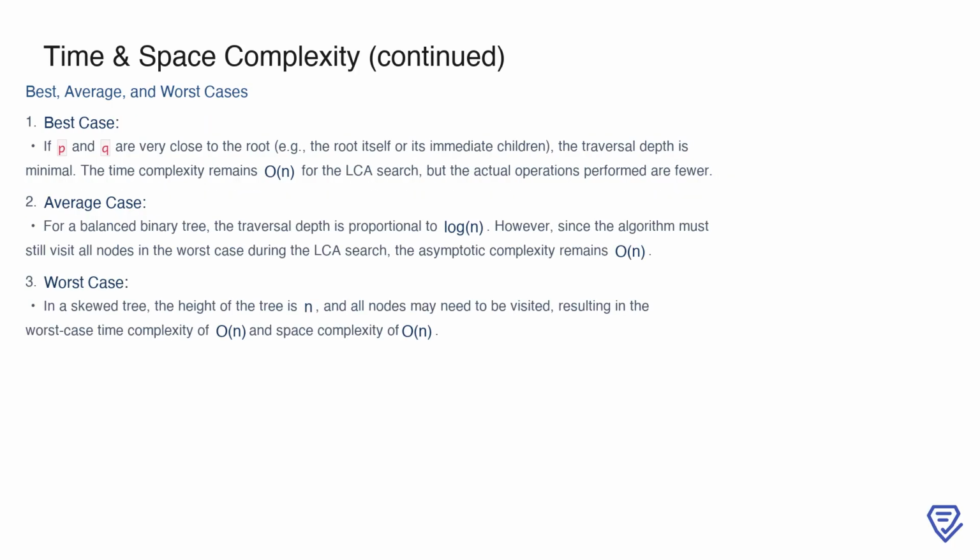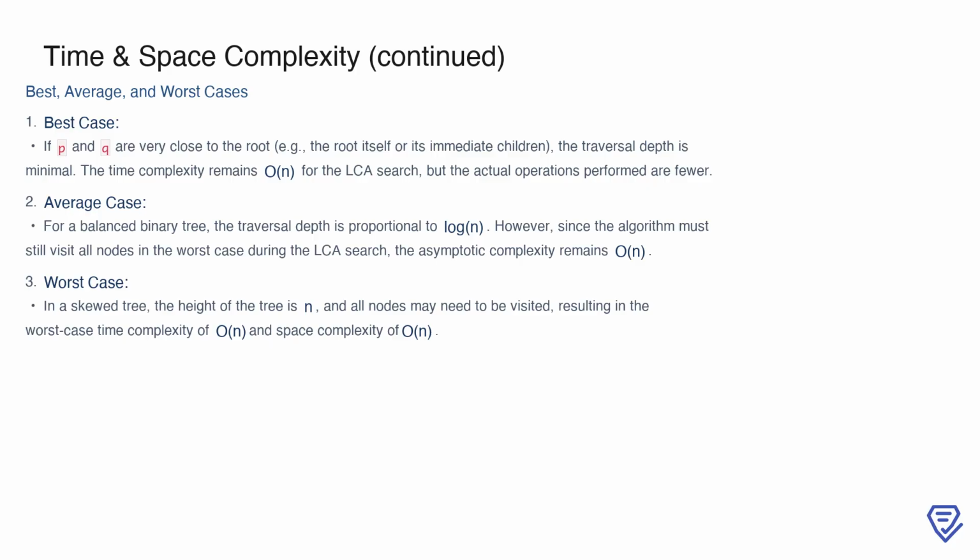The efficiency of this solution can also be understood by considering the best, average, and worst cases. In the best case, when P and Q are close to the root, for instance, if one of them is the root itself or its immediate child, the traversal depth is minimal. While the time complexity remains O(n), due to the LCA search, the actual number of operations performed is significantly reduced. In the average case, such as in a balanced binary tree, the traversal depth is proportional to log n. However, because the algorithm must still visit all nodes in the worst case to ensure the LCA is identified, the asymptotic time complexity remains O(n).